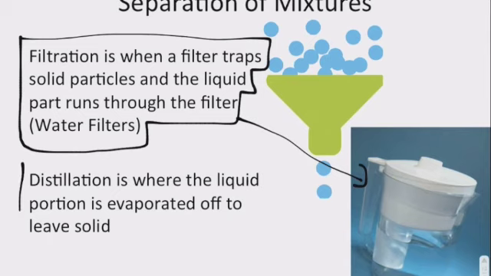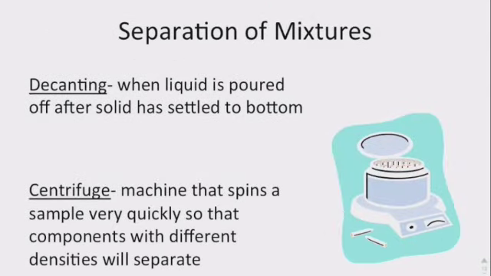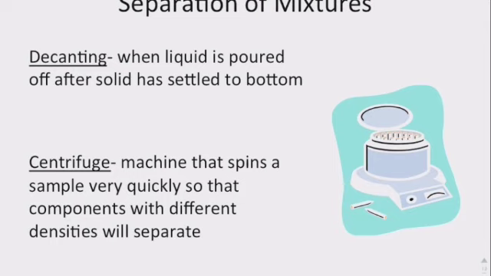Distillation. Distillation, this is how they get gasoline. We get that crude oil out of the ground, and they distill it into its different parts. So they take it, and it's where the liquid portion is evaporated off to leave the solid. We can either leave solid behind, or we can also separate different liquids that have been put together. And so we can boil it off at a very specific boiling point, and we'll capture just one specific liquid that way.